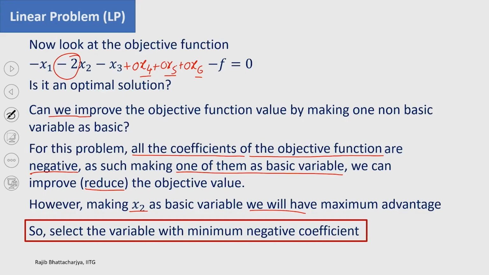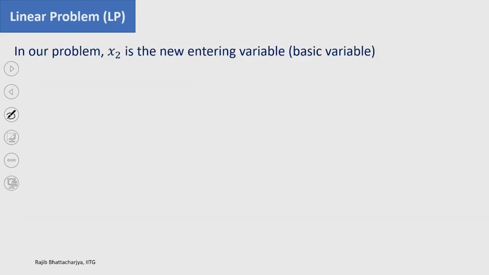Therefore, the first rule is: select the variable with the minimum negative coefficient. Out of these, we will select the coefficient having the minimum negative value. So, now in our problem x2 is the new entering variable, which we will call the basic variable.